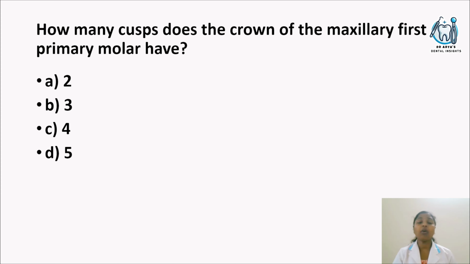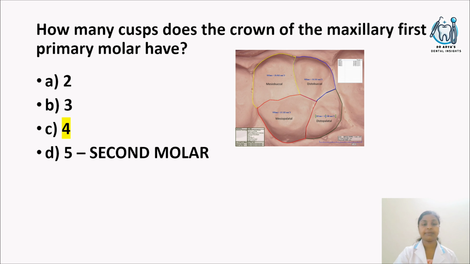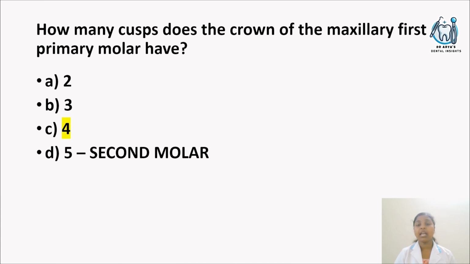So next question, how many cusps does the crown of maxillary first primary molar have? Is it 2, 3, 4 or 5? So for first primary molar, and it is maxillary, the answer is 4 cusps for the maxillary first primary molar and 5 cusps for the second molar.